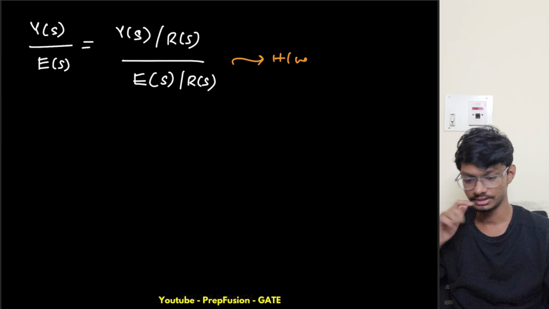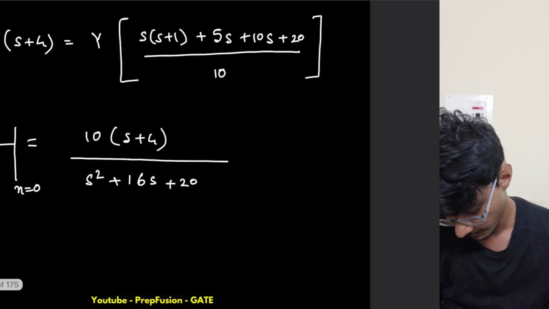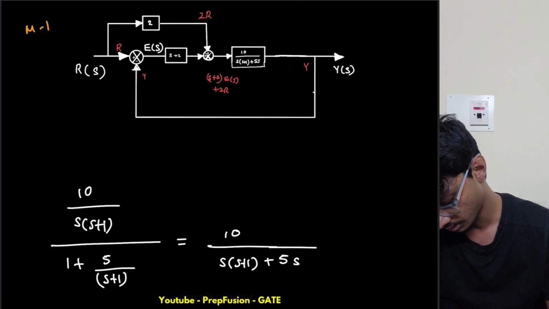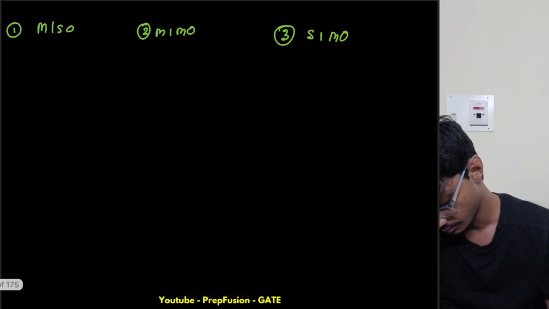So let us do the other part. This one was method 1. And what was this question? This one was question 15, right?